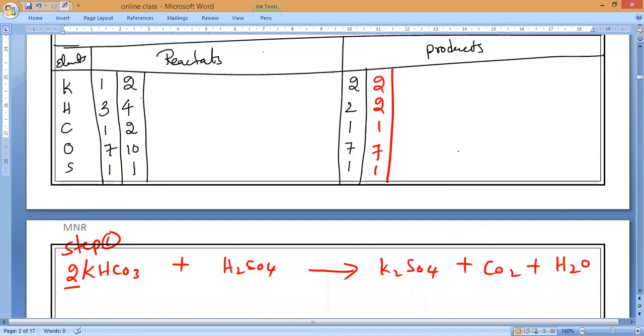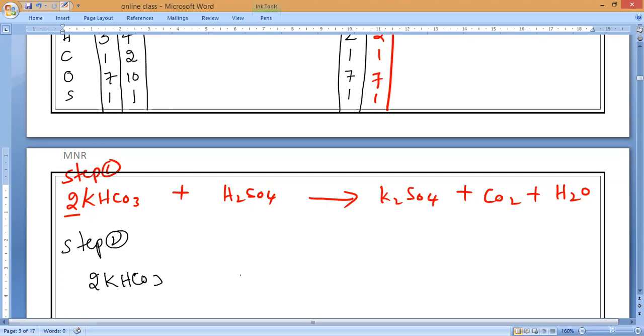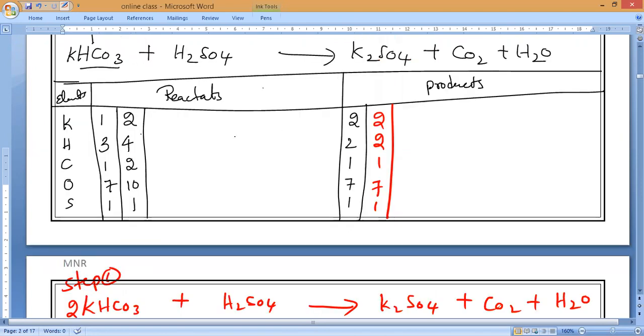So what do I have to do? I have to make hydrogen into 2. Where do I have to multiply by 2? In place of 1. Yes or no? So reactant side, no change. Product side: 2 KHCO3 plus H2SO4 will give you K2SO4 plus CO2 plus H2O, which will become what? 2H2O. So reactant side, no change: 2, 4, 2, 10, 1.